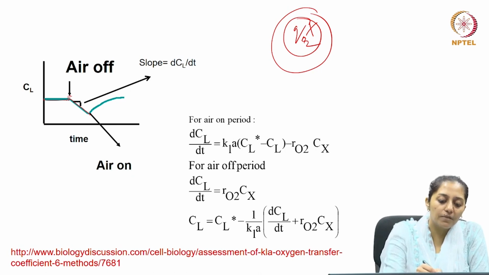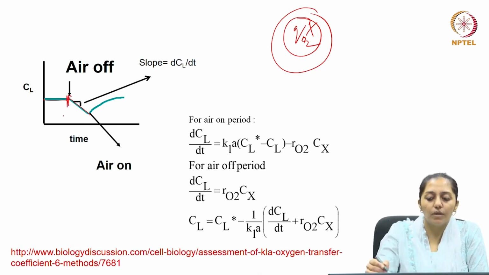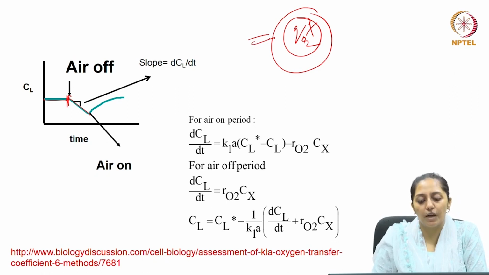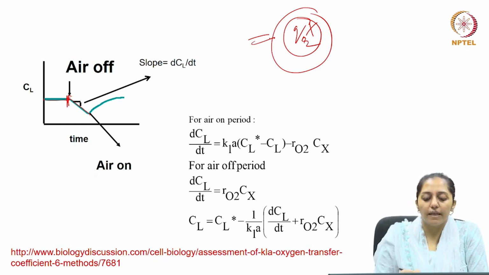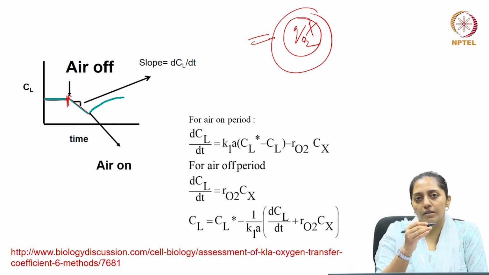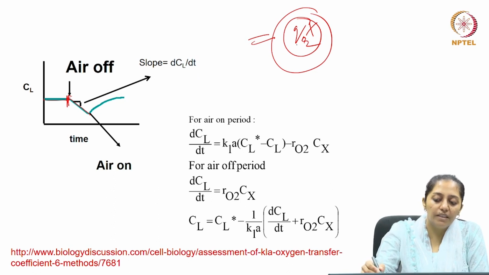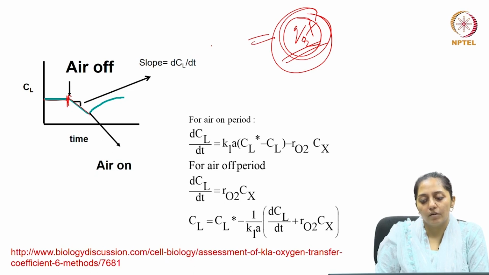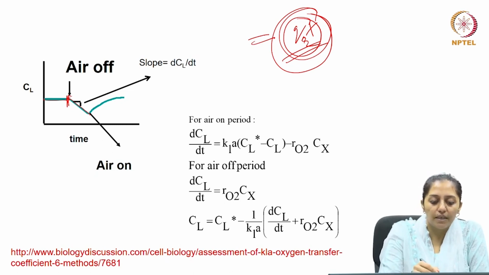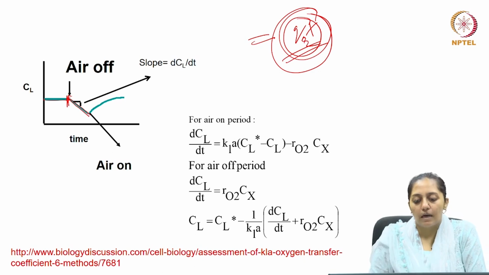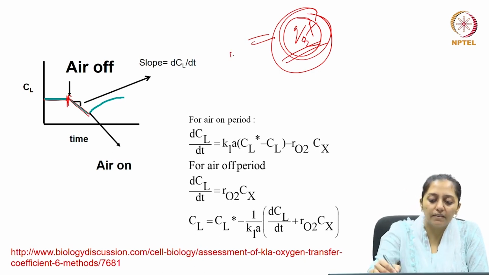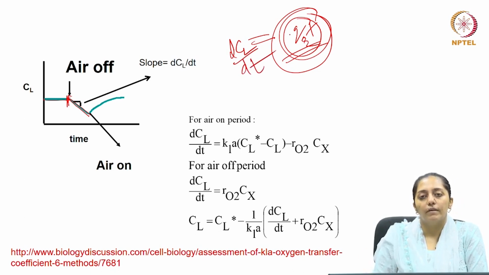Now, during this phase, when the air is cut off, there is only oxygen demand, but there is no oxygen transfer. So, the rate at which the oxygen in the bulk will be coming down, as shown here, will be linear, as Q naught O2 x is a constant. So, we can see it is a straight line, and this slope can give us the value of the oxygen demand.